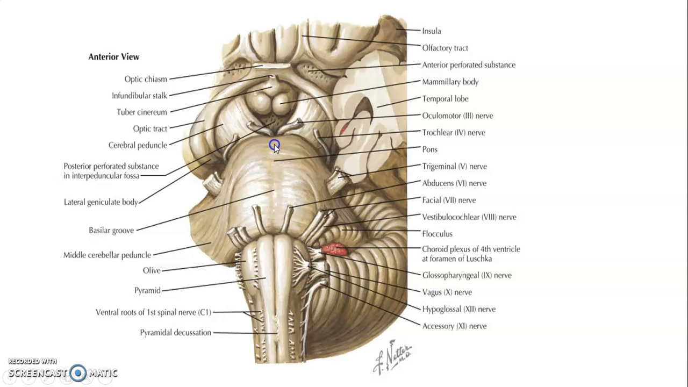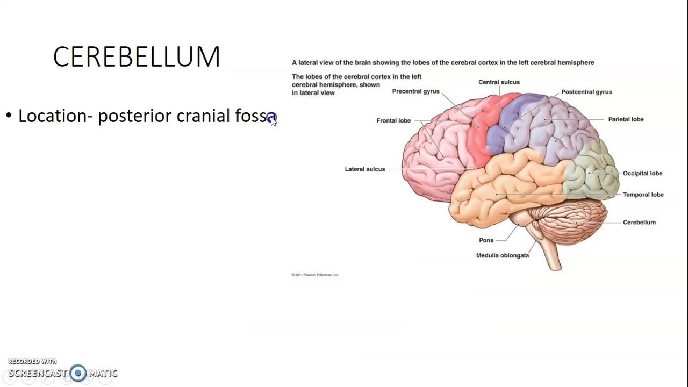Caudally, you have the basal pons. Rostrally, we have the optic chiasma and optic tract, and laterally, we have the crus cerebri. So we've said it contains the infundibular stalk, tuber cinereum, the mammillary bodies, and the oculomotor nerve. You can still appreciate the posterior perforated substance at that region.